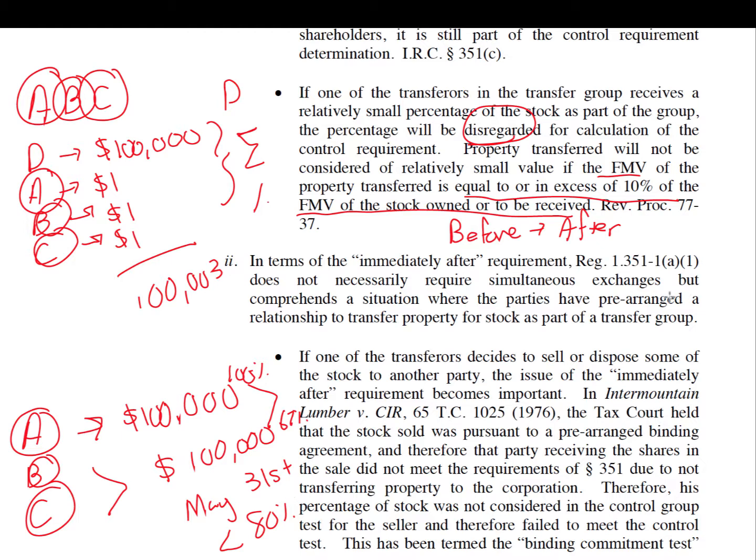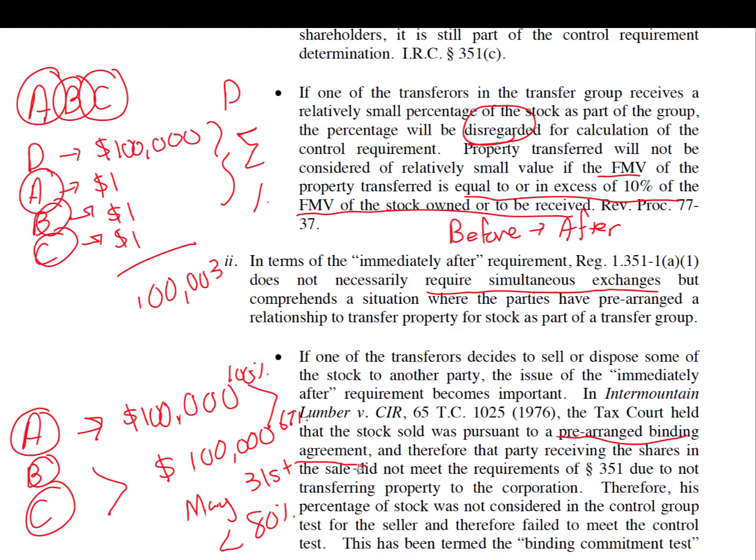However, under the regs, you're not required to do simultaneous exchanges. And this makes sense because parties don't do simultaneous items out there in practice. However, under the Intermountain Lumber case, the idea is that if there's a prearranged binding agreement, then that will be respected. The idea here is that if the parties agreed beforehand, regardless how long it takes, that they would all be doing this as part of an arrangement where A is contributing $100,000 cash, B and C each contribute $100,000 in property, it's all part of the same arrangement, even though it's later in time.